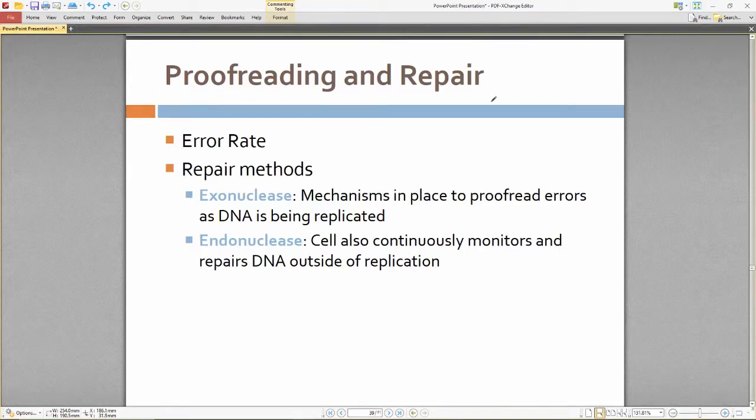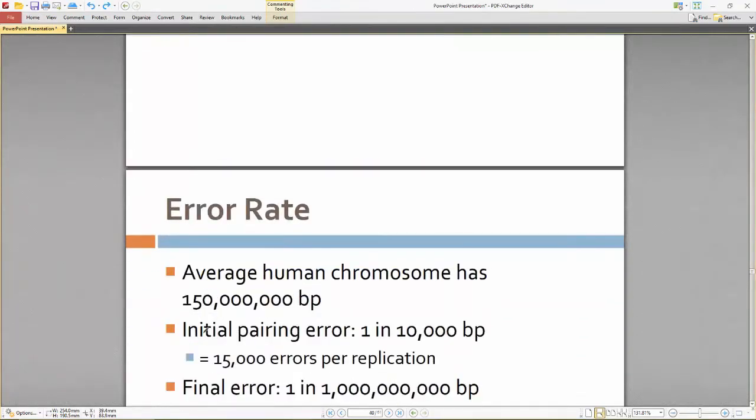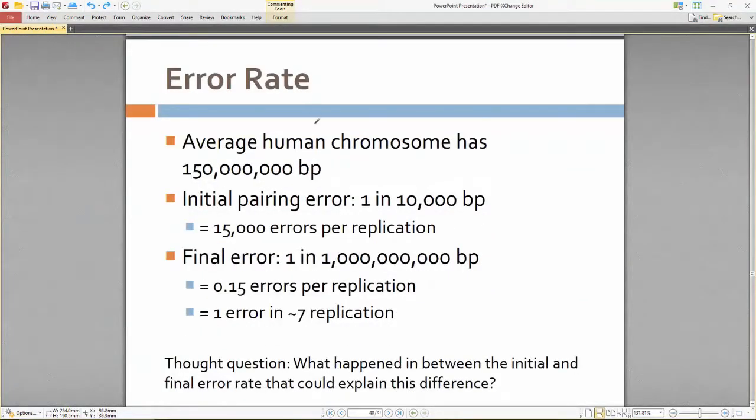So now we get to proofreading and repair. So we've covered all these different ways that mutations can happen and the effects that they can have, but how do we avoid them? And that's by proofreading and repair. First, we'll talk about normal error rates and error rates after proofreading and repair, and we'll also talk about the different ways that our body repairs DNA.